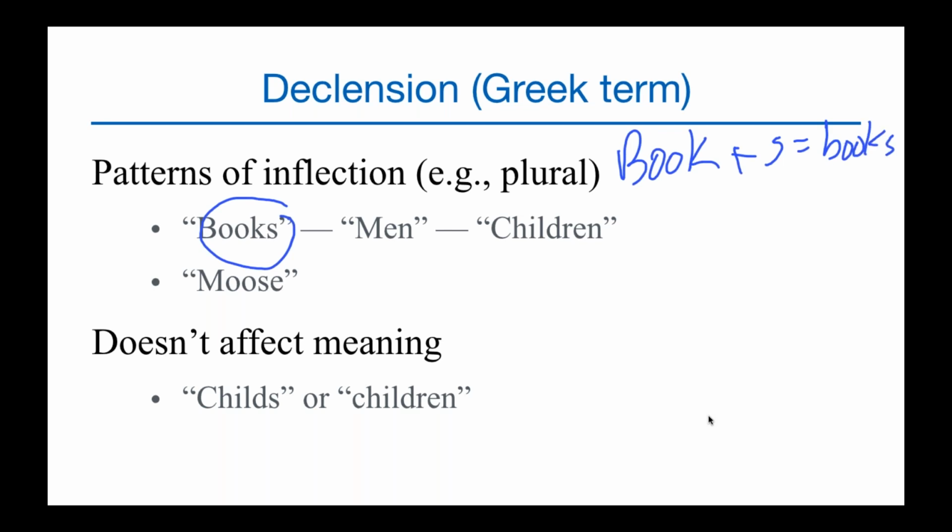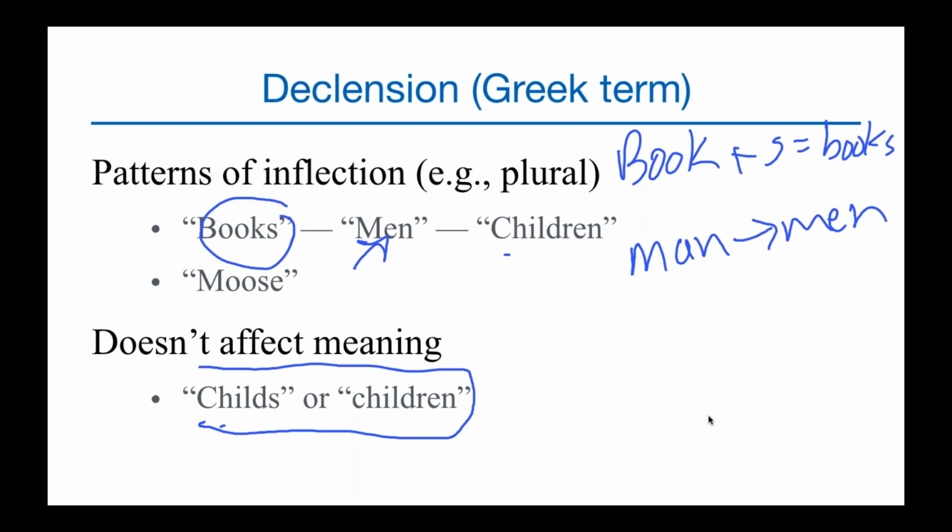But you also see that man goes to men. Child goes to children. But he points out here, it doesn't actually change the meaning at all. So if "child" was a word, it would mean the same thing as children, but it's not a word. So whether something is first declension, second declension, third declension, it doesn't actually change the meaning of terms in Greek. It just changes the way that you change the endings. Okay, the pattern is different.